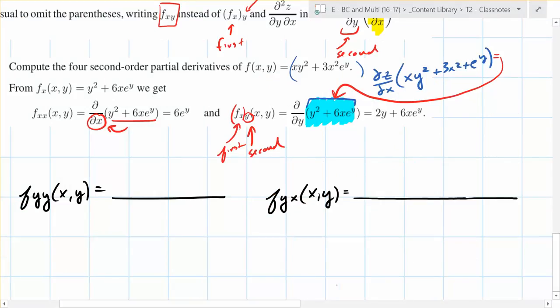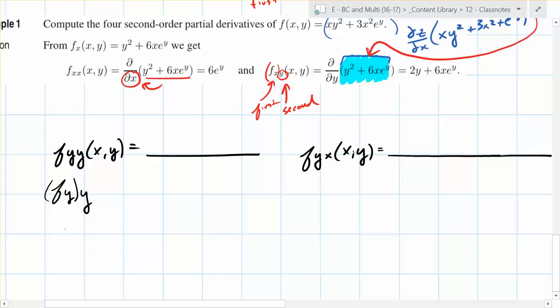Proper notation. If we were going to do this with super proper notation, you're doing fy and then doing the derivative again, like that, with respect to y. Oh, good, I did unfreeze it. Excellent. So if we were going to do perfect notation here, what is fy of the original function?